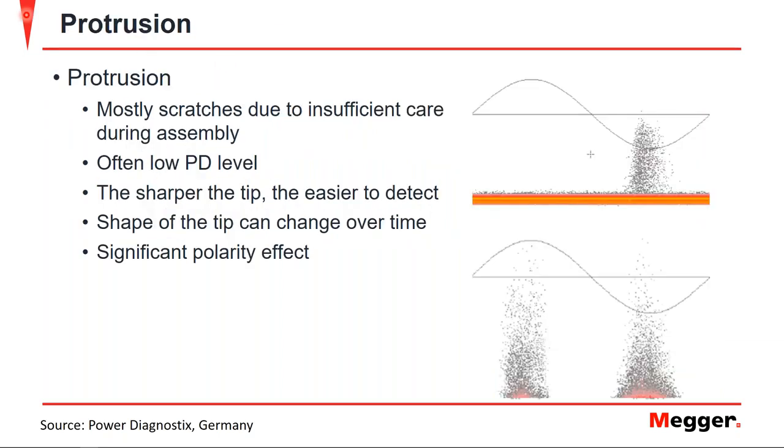Another example would be a protrusion. And the protrusion is most likely due to scratches in your GIS. These often have low partial discharge level, and it's relative to the sharpness of the tip. The sharper the tip, the higher the voltage gradient at that tip, which makes it easier to detect. Now, these tips can change over time, which can change the level of partial discharge as the degradation increases. And they have significant polarity effect, and the position in phase allows you to indicate whether or not the protrusion is on the ground or on the conductor. So that polarity effect actually helps you out in trying to identify what kind of defect, and not only what kind, but where it is.